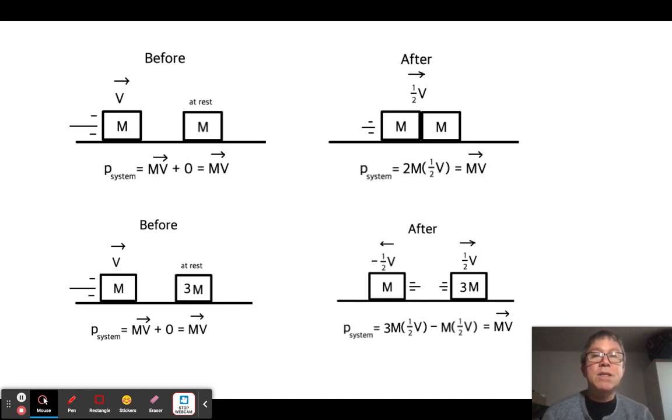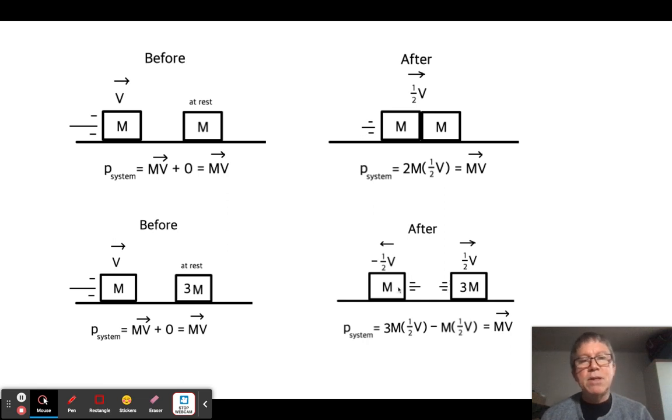So I can use this concept: I know the final momentum has to be the same as the initial momentum, so I can solve for the velocity. I'll try again here. I've got a 3m object at rest. And again, I have the same object, m v1, hitting it. But this time, instead of connecting to it and sticking, it's going to bounce off.